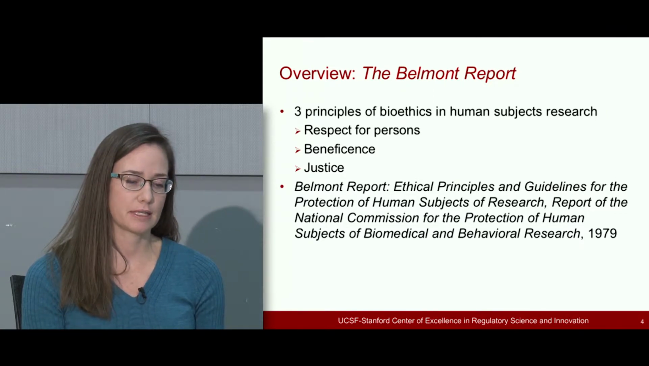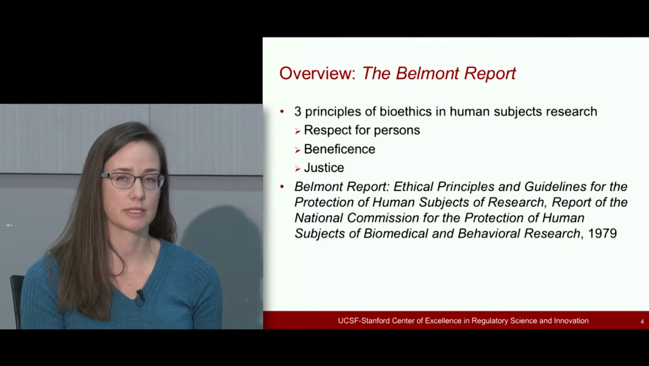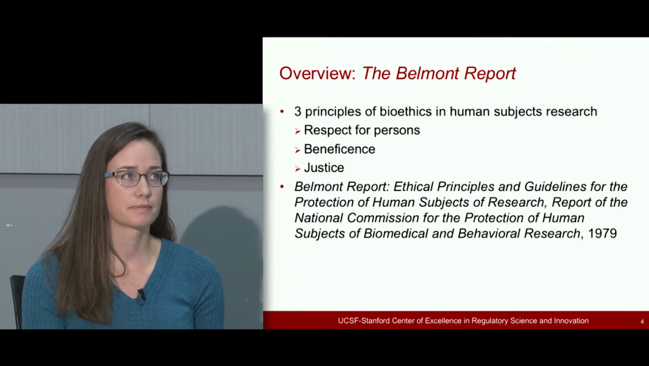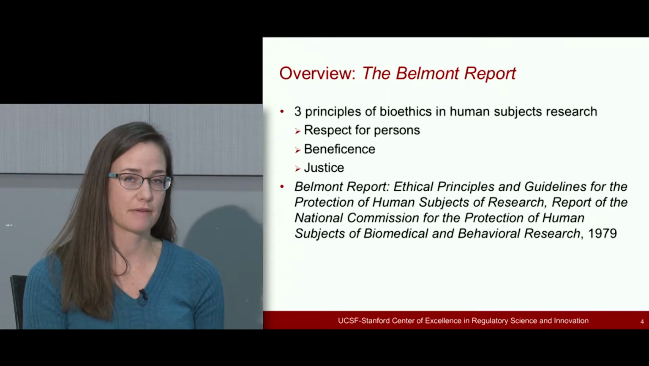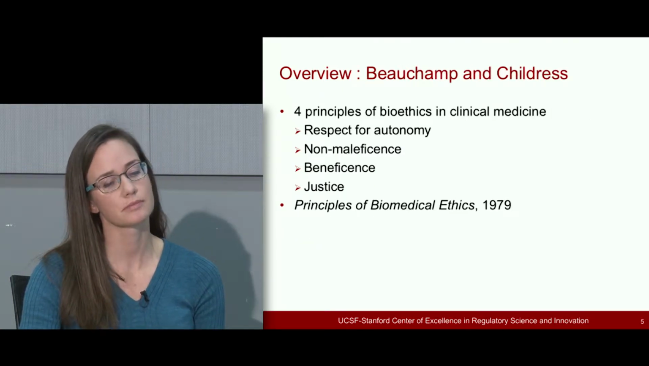And so in 1979, the Belmont Report was released. And this was specifically designed to guide human subjects research. And there are 3 principles that the Belmont Report covers. This is respect for persons, beneficence, and justice. And we'll talk more about what all of those mean.